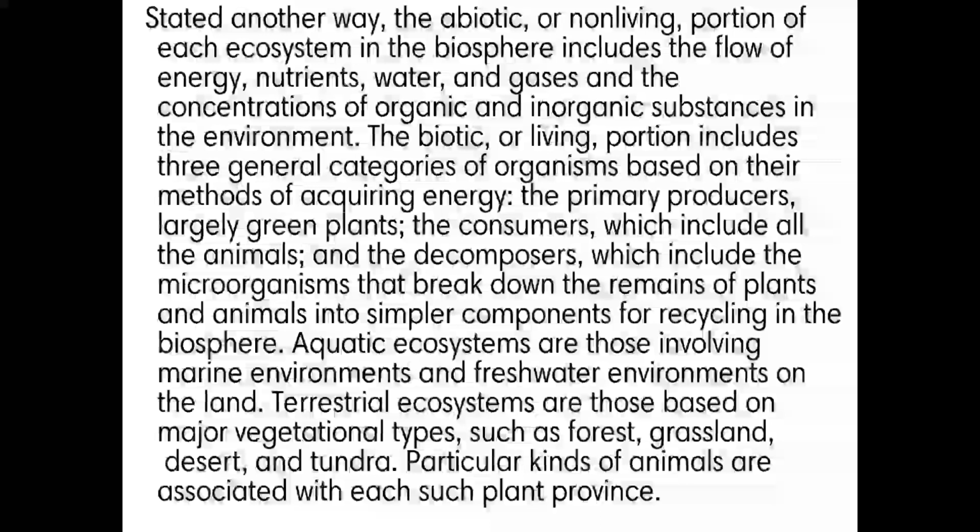Aquatic ecosystems are those involving marine environments and freshwater environments on the land. Terrestrial ecosystems are those based on major vegetational types such as forest, grasslands, deserts, tundra. Particular kinds of animals are associated with each such plant province.